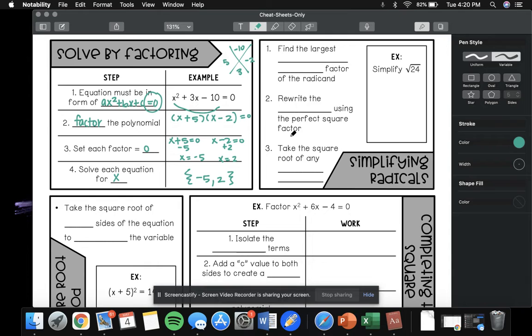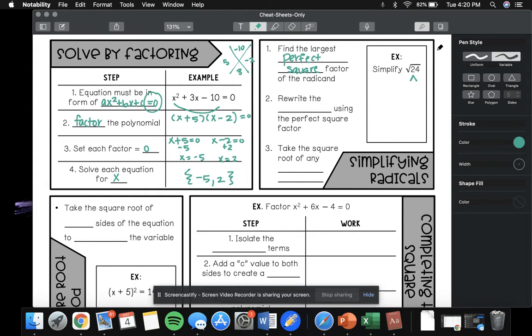All right, the next thing we did is we simplified square roots. So like the square root of 24. So in our brains, we had to come up with the largest perfect square to factor out of the radicand. So our perfect squares, so 24, I know 24 divided by 4 is a number.